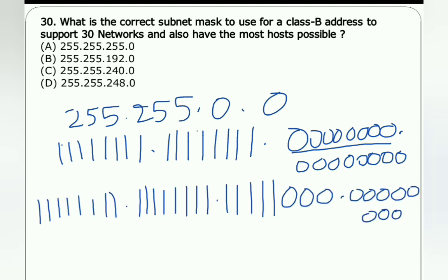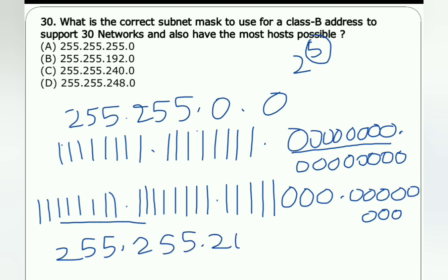If you write the 5 bits in the host ID here, it will be like this. So why are we taking 5 bits here? We know that 2 power 5 equals 32, so that's why we are considering 5 bits here. We are taking 5 bits from the host side. Now if you convert this binary value into decimal value, then the answer is 255.255.248.0. So the answer is option C.